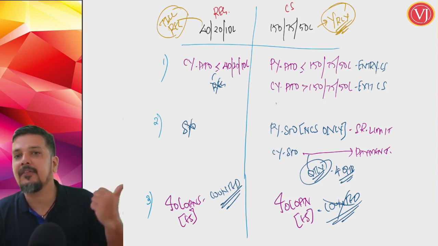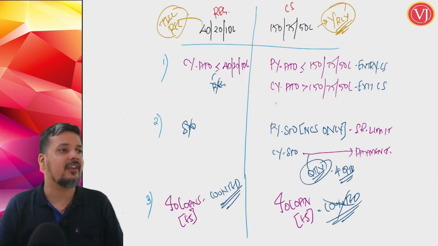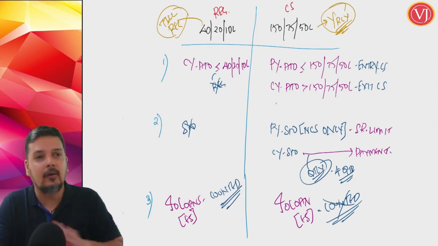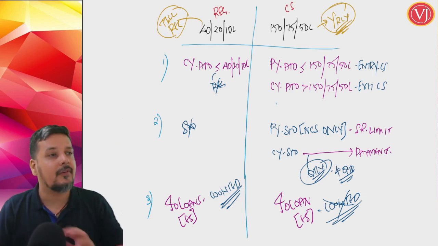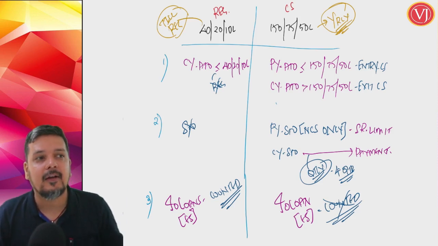Why? My previous year aggregate turnover is 165 lakhs. But in the composition scheme, it is said to remove interest on loan. Don't even count interest on loan. So if I remove interest on loan, what is my previous year aggregate turnover? Louder. Can I enter the composition scheme?